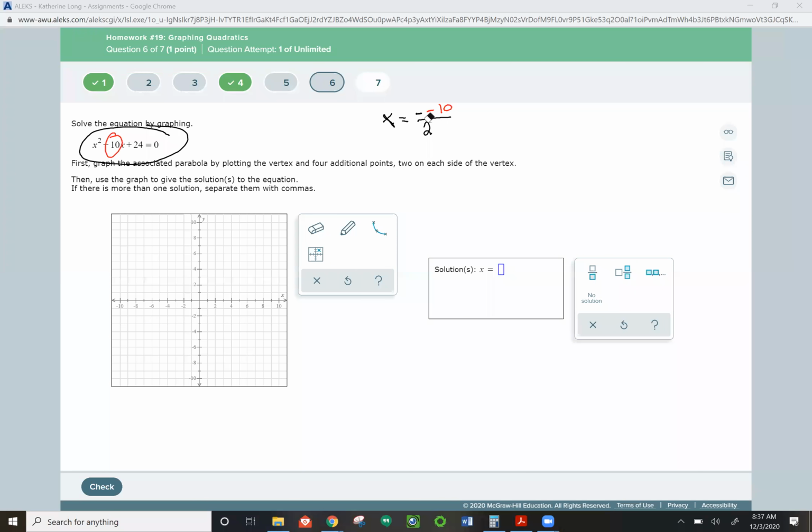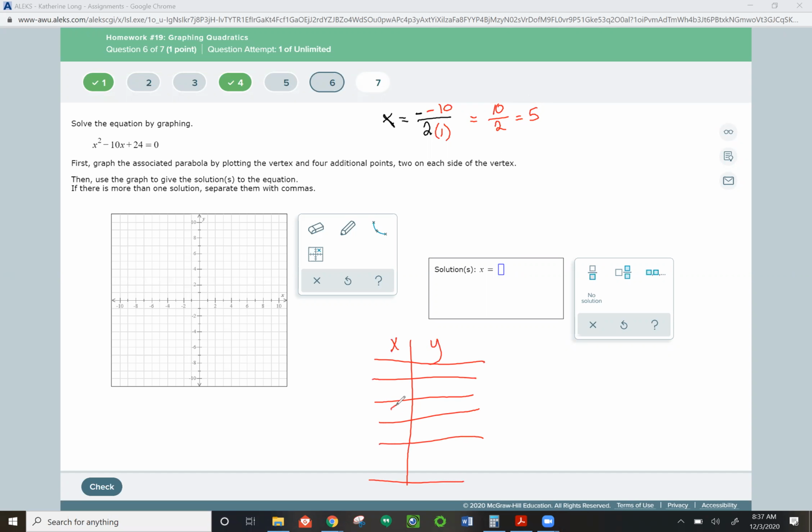And then what's my a? My a is just going to be a +1, right? Because I don't see anything right there. So it means it's a +1. Okay, so then the vertex ends up being +10 all over 2, which is 5. Okay, so if I'm looking at my XY chart, I'm going to need to find 5 total points. Then the middle one, I'm going to put my 5 there for my vertex.